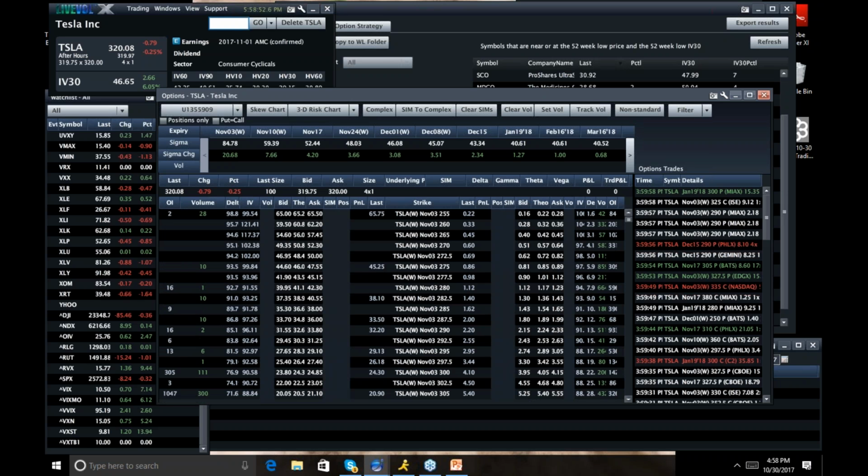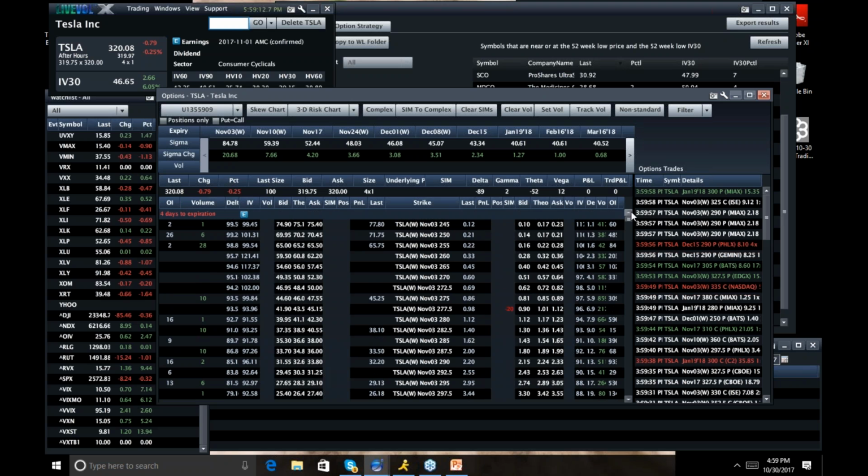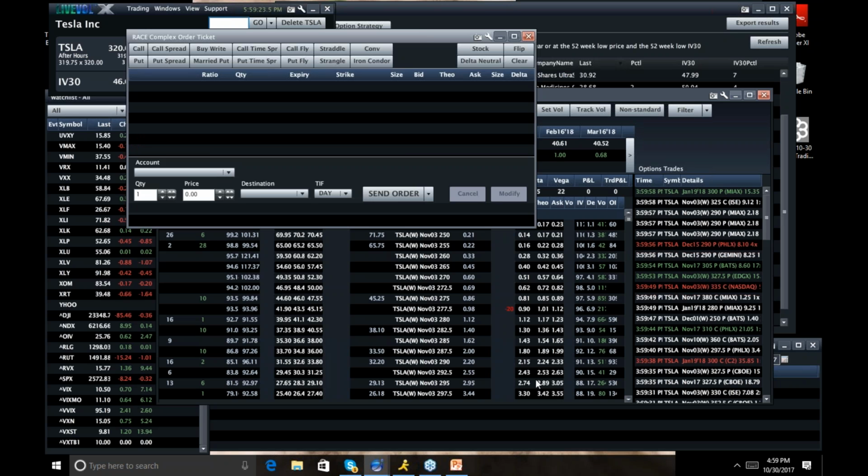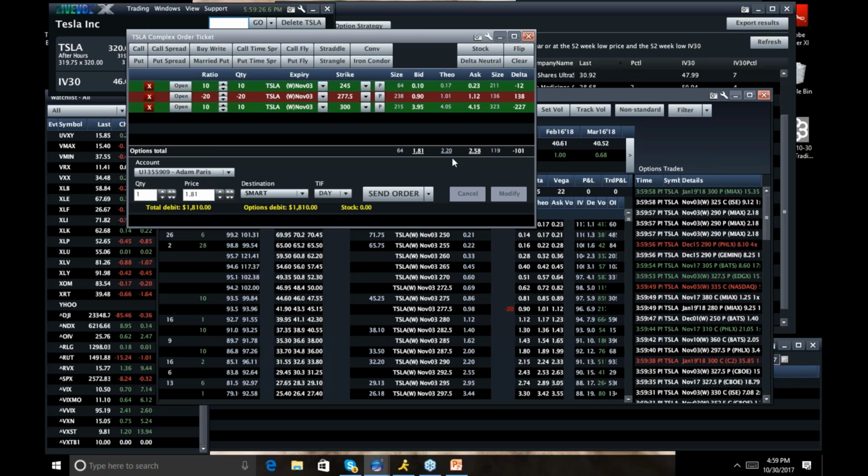So here's the problem. I hate the stock on a personal level, so I would do a bearish spread. The 300s are cheap. I would do the 300, 277. So that's 22.5. 245. Bear fly. That's 22. That's a 10 to 1 payout. That's not bad.